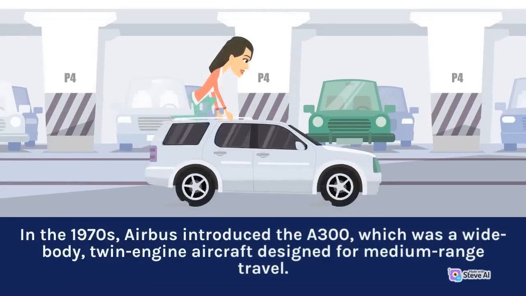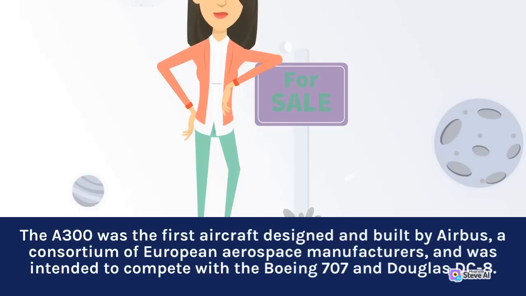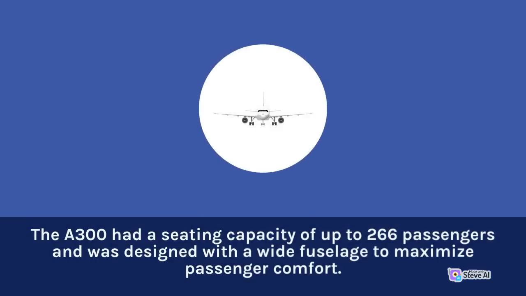In the 1970s, Airbus introduced the A300, which was a wide-body, twin-engine aircraft designed for medium-range travel. The A300 was the first aircraft designed and built by Airbus, a consortium of European aerospace manufacturers, and was intended to compete with the Boeing 707 and Douglas DC-8. The A300 had a seating capacity of up to 266 passengers and was designed with a wide fuselage to maximize passenger comfort.